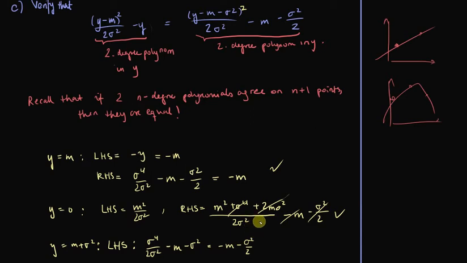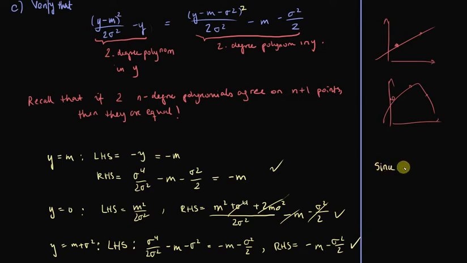On the other hand, on the right-hand side, well, that one is easy to calculate here because the entire first term just turns to 0 and you have minus m minus sigma squared halves. There we go. So we've checked that these two expressions agree with each other in 3 points. And since they're both second degree polynomials, that means that they agree with each other on all points.